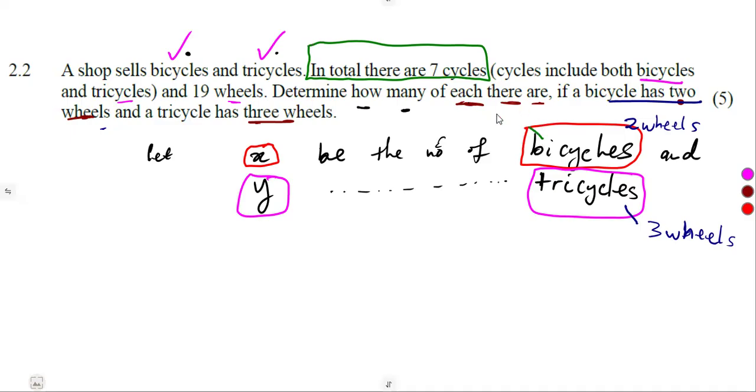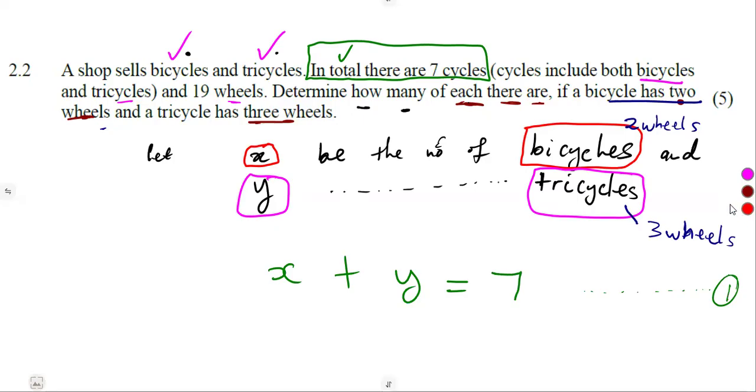We are saying bicycles are represented by X, plus, in total, how many tricycles? They are represented by Y. So X plus Y is equal to the total number of cycles. There are 7 cycles. You have formed an equation from that statement, from the total number of cycles. Okay? Let's move on to another equation.